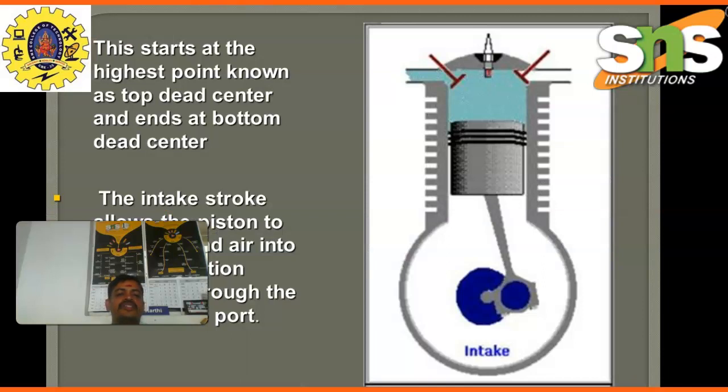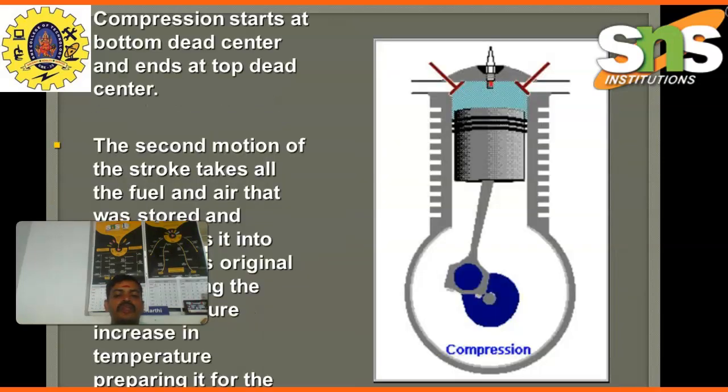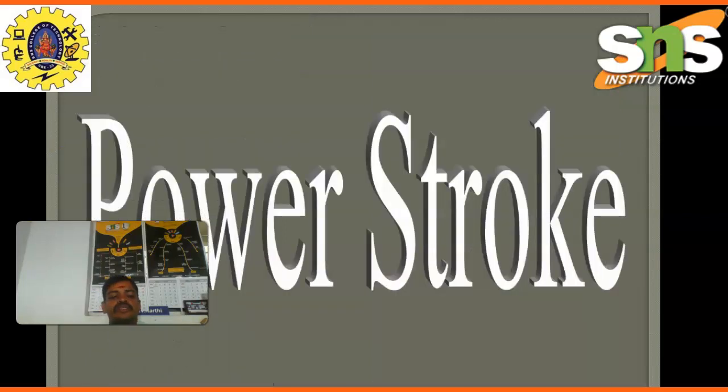Intake starts at the highest point, known as top dead center, that means TDC. The intake stroke allows the piston to suck the fuel and air into the combustion chamber through the intake valve port. Next one is the compression. This compression goes from BDC to TDC. The volume decreases, and pressure and temperature increase.